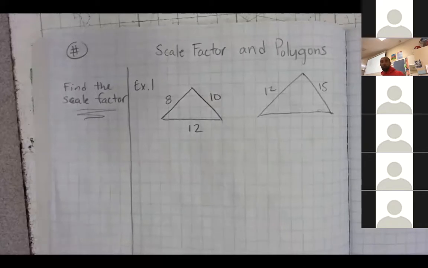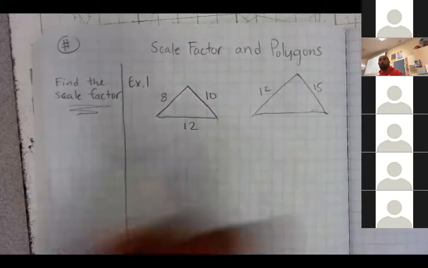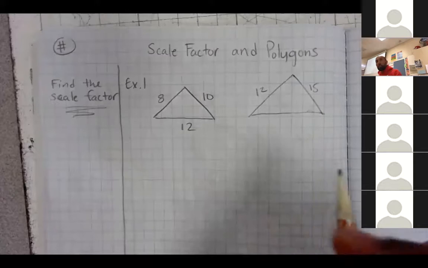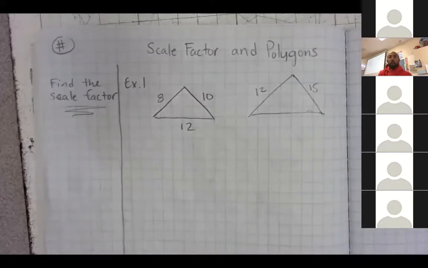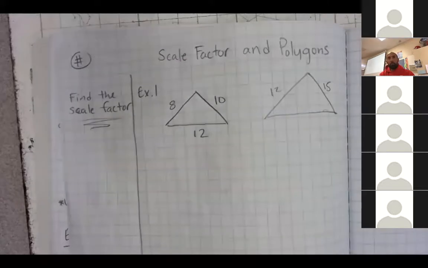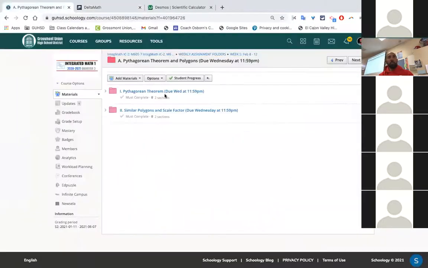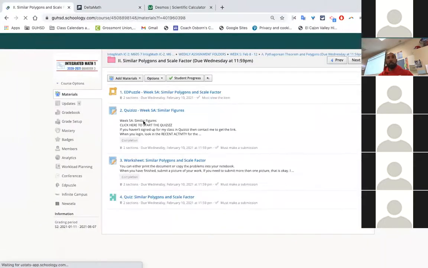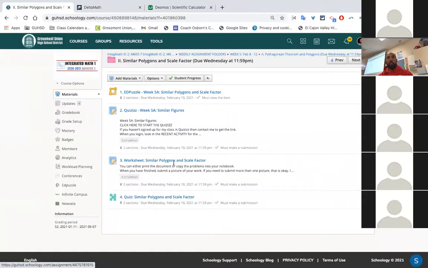So you guys watching this recording, go ahead and copy this in your notes. Pause the video for a second and copy these down. Scale factor. Okay, scale factor. Now, I'm referring to the worksheet. You guys are going to have a worksheet here in Schoology, in folder number 2 in folder A.